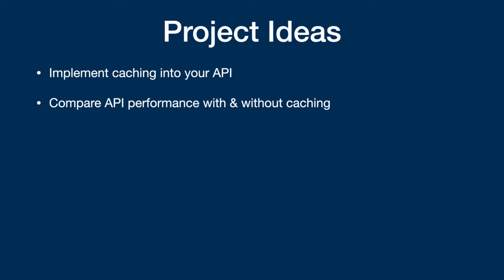And then compare the two that you had, right? The one without cache and then the one with cache, and see how by adding a very basic layer of caching, you can significantly improve the performance of your API.